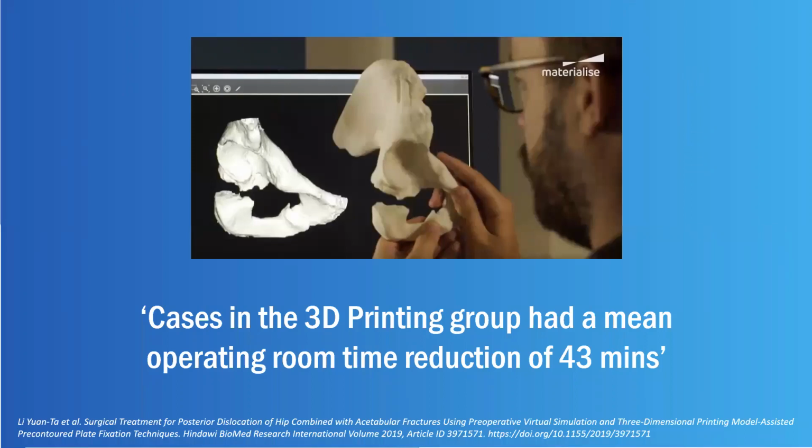This case here was Yuntar, and this was surgical treatment for posterior dislocation of hip combined with acetabular fractures using preoperative virtual simulation and then three-dimensional printed models. There were 16 patients used in this trial, and of those cases in the 3D printing group, they had a mean operating time reduction of 43 minutes. And for hip procedures, that's massive. And it's quite a great safety outcome for patients in particular.